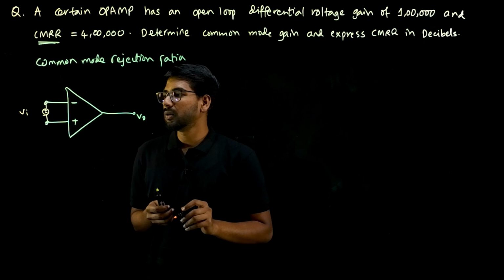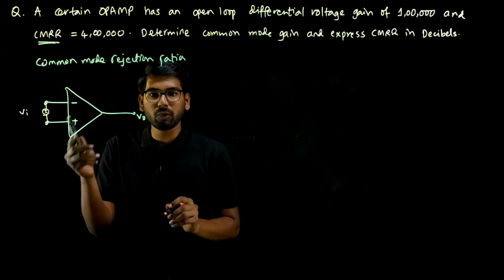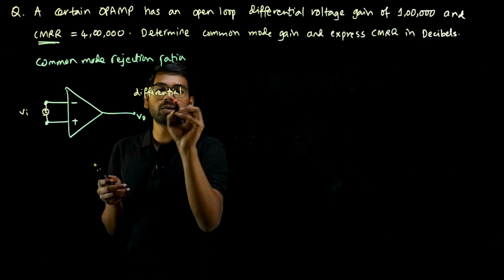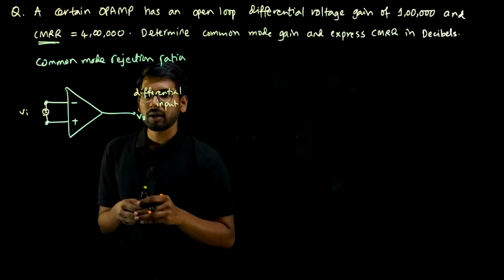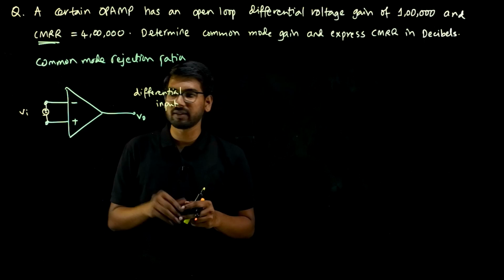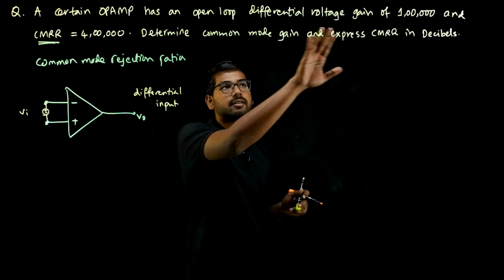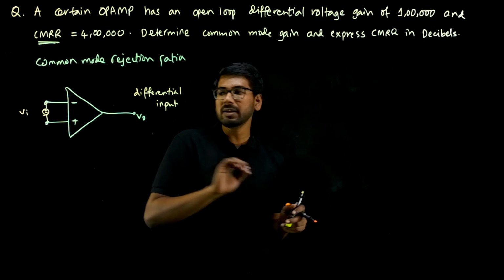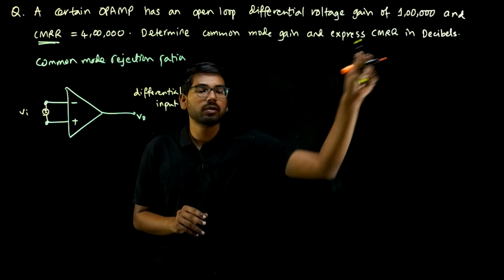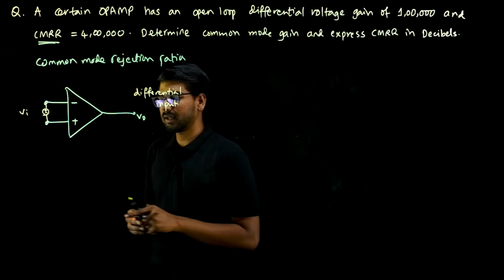This mode of using the input is called differential input mode. You are giving input as a difference in voltage between these two terminals, the inverting terminal and the non-inverting terminal. And it is this gain that is given here. A differential voltage gain of 1 lakh means when you use the OPAMP like this, it has a differential gain of 1 lakh.